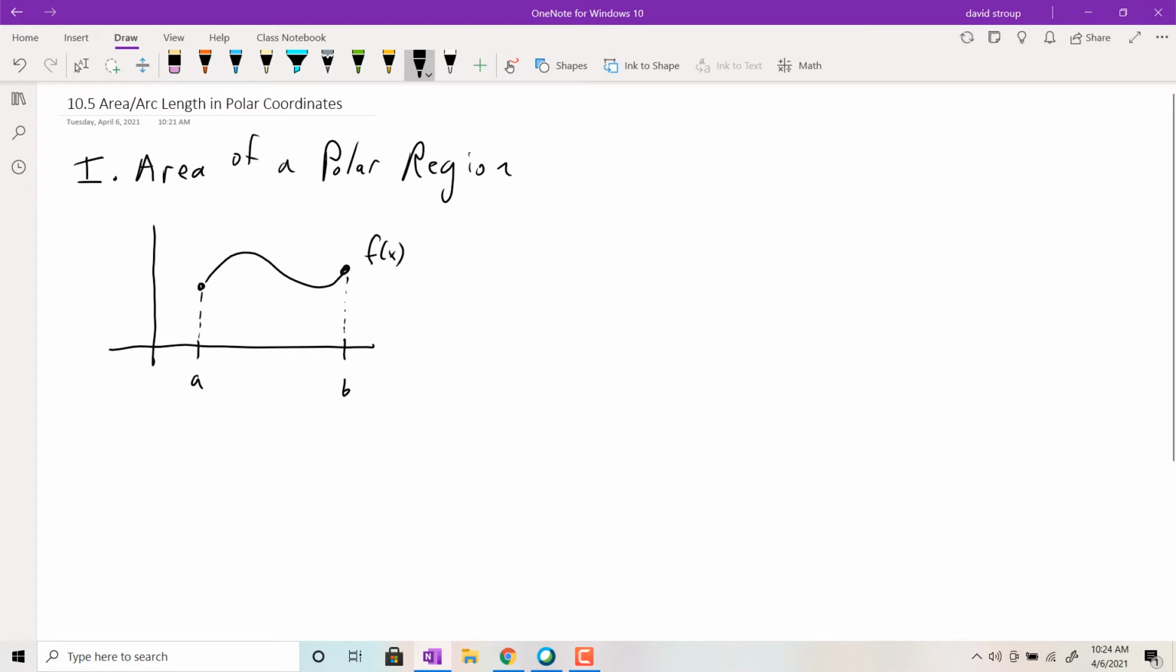So the idea was to split it up into a bunch of rectangles. Maybe have a generic rectangle here, and all the way to the end. And we had some rectangle here at location x sub i. Its width would be change in x, a change in x sub i, if you wish, but the area of that one particular rectangle, let's call it a sub i.